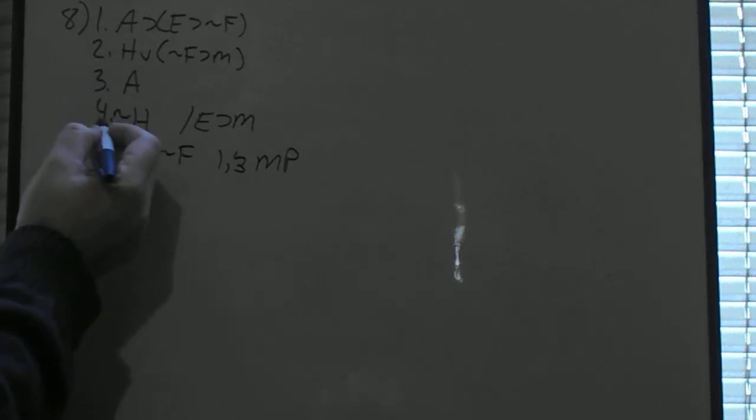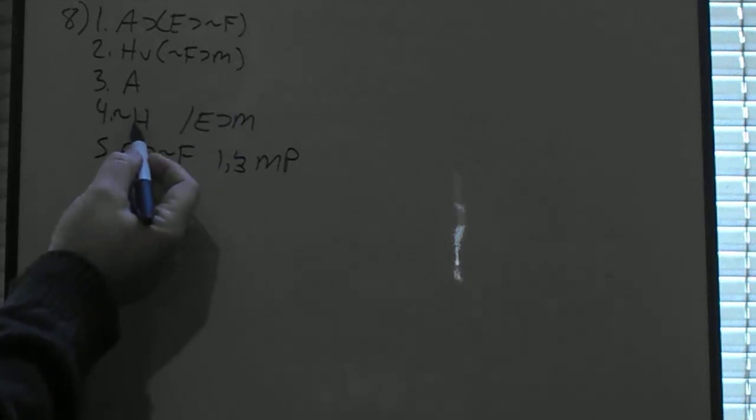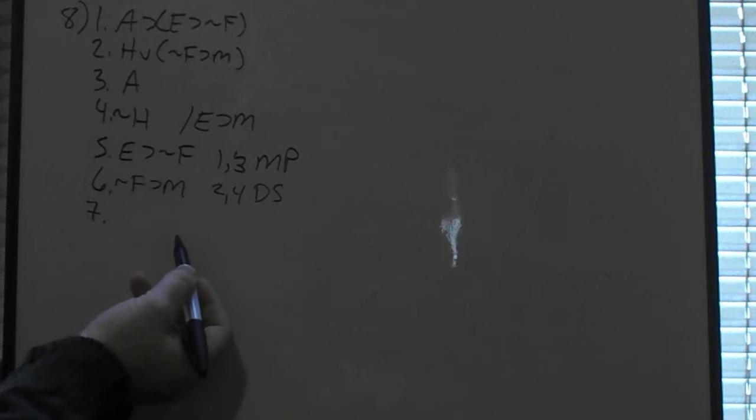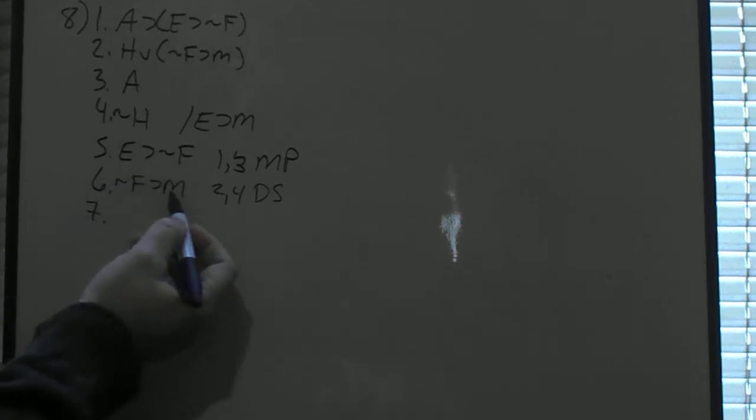And 2 and 4 make a disjunctive syllogism. It's either H or not F then M. It's not H, so it has to be not F then M. 2-4 disjunctive syllogism. And then 5 and 6 will give us our answer through hypothetical syllogism. If E, then not F. If not F, then M. Therefore, if E, then M. Okay? And again, there's your answer.